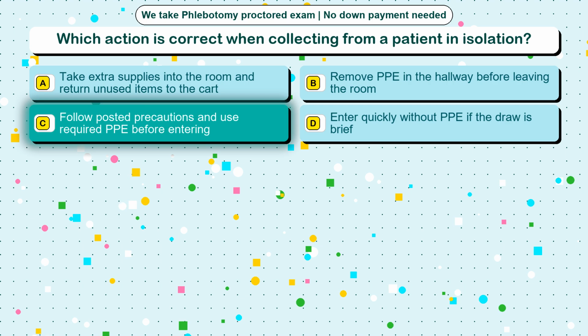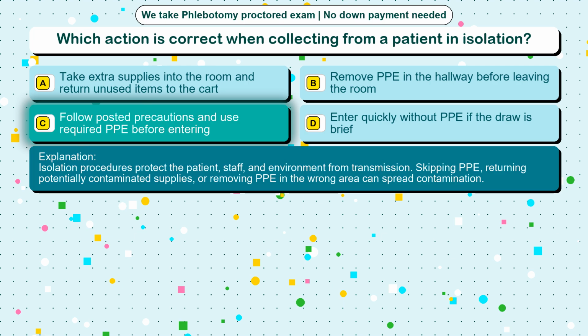Follow posted precautions and use required PPE before entering. Isolation procedures protect the patient, staff, and environment from transmission. Skipping PPE, returning potentially contaminated supplies, or removing PPE in the wrong area can spread contamination.